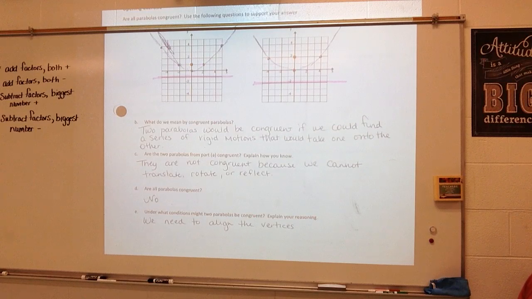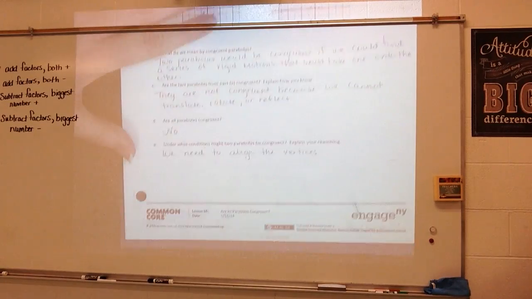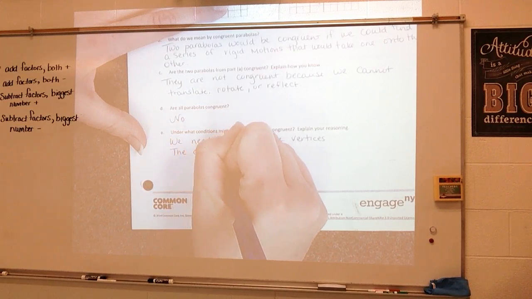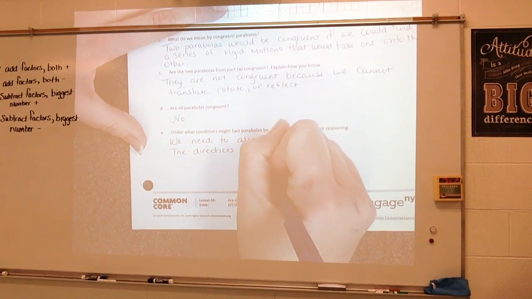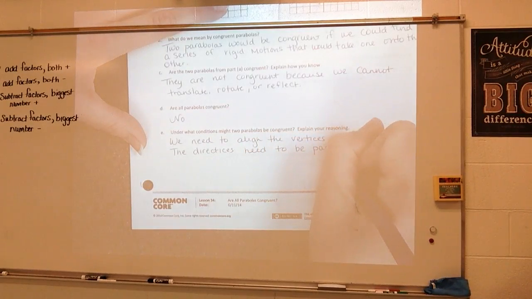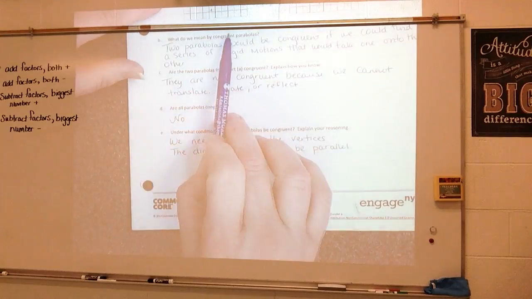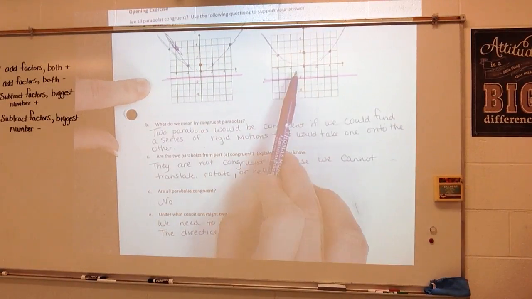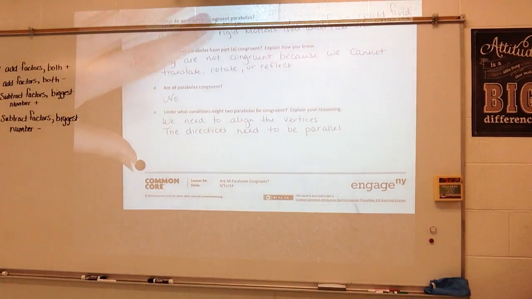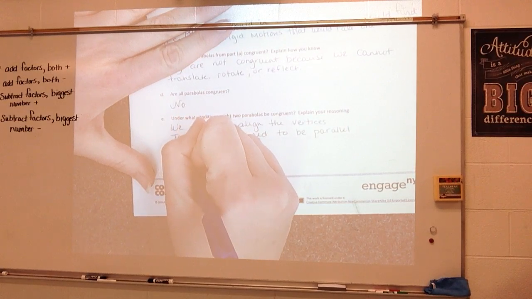Our directrix for one parabola and the directrix for another parabola need to be parallel. In this case, our directrixes are parallel. Our vertices line up. And the parabolas need to open in the same direction.